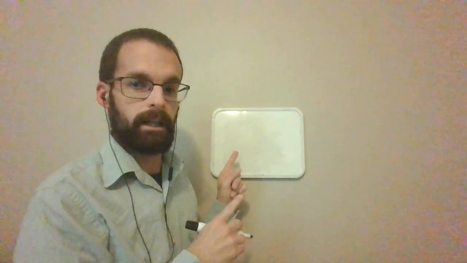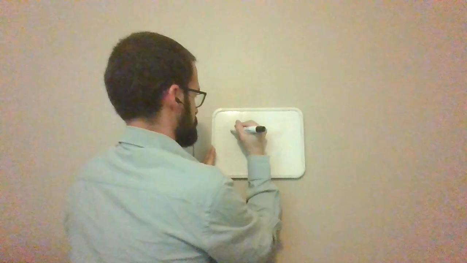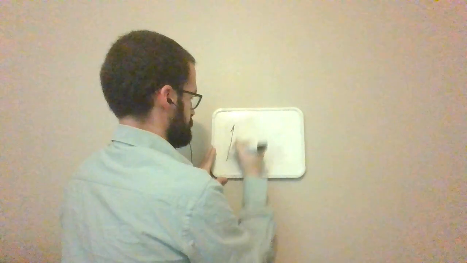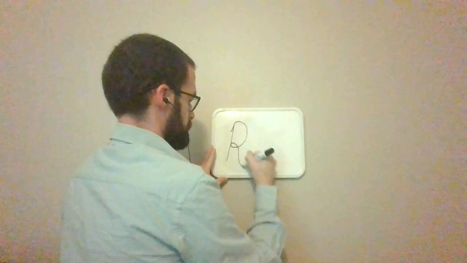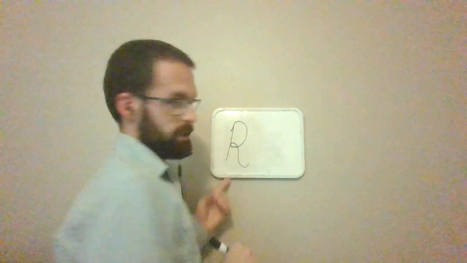Now we're going to go ahead and complete the letter R. Up and over, come down, start at the top. Little circle, little swirl. You got yourself a capital R.